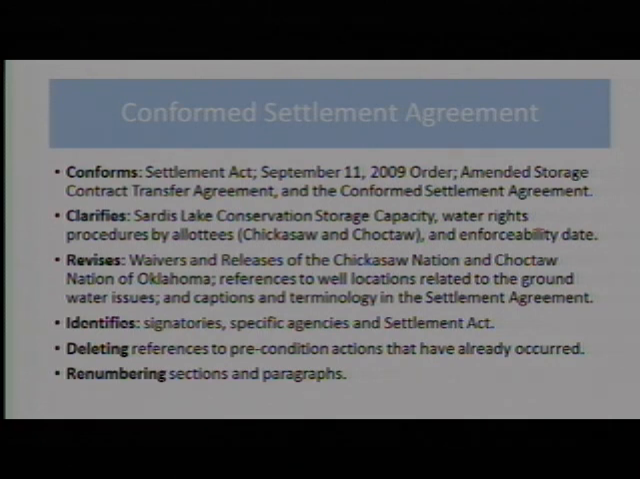It revised the waivers and releases by the Choctaw Nation and Chickasaw Nation in order for the settlement to be effective. It clarified and revised some locations of groundwater wells related to some rights of some of the allottees and members of the Chickasaw and Choctaw Nation. And it corrected and made consistent certain captions and terminology.